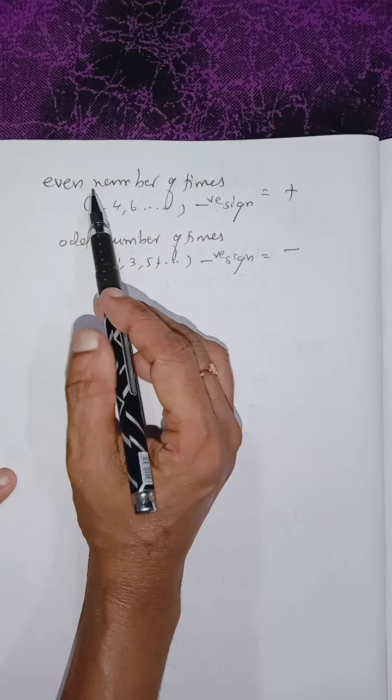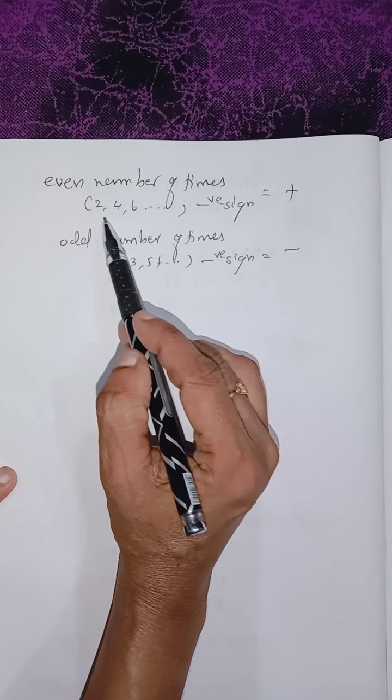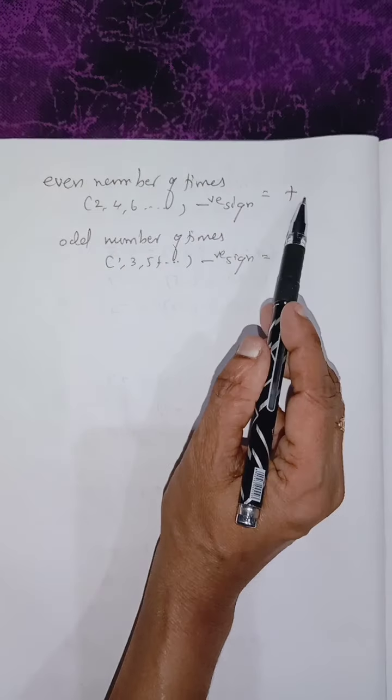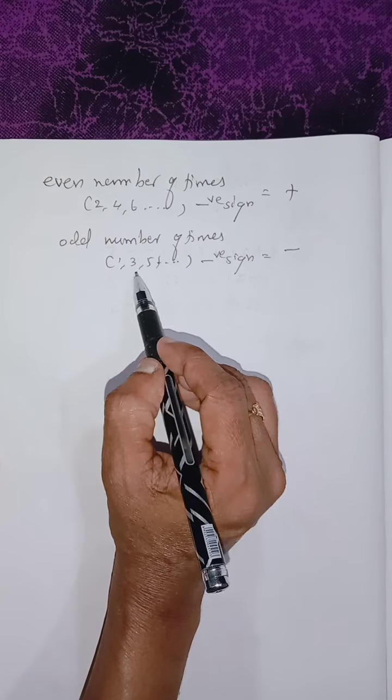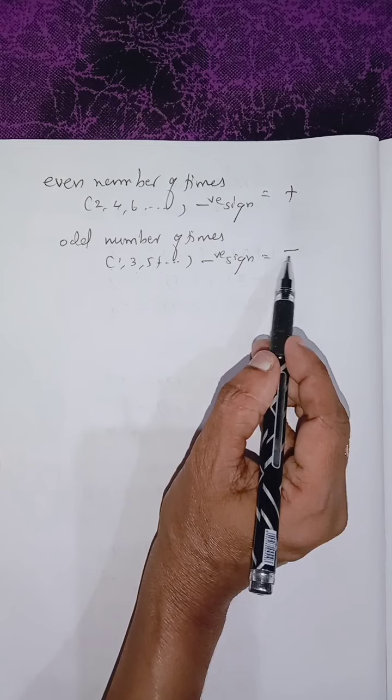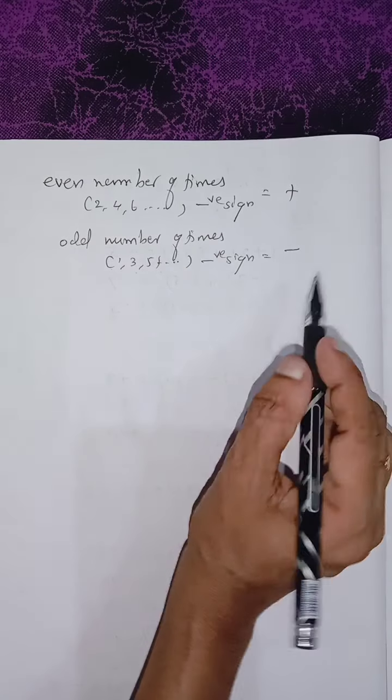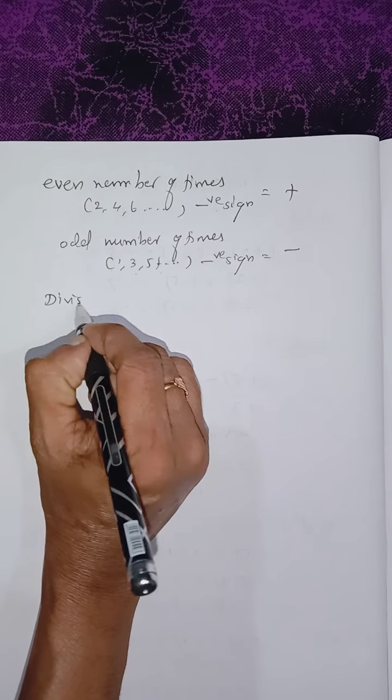Is it clear? So even number of times negative, that is 2, 4, 6 times negative, is positive. And odd number of times negative sign, that is 1 time, 3 times, 5 times negative sign comes, it is negative only. Okay, let us see how to do the division.